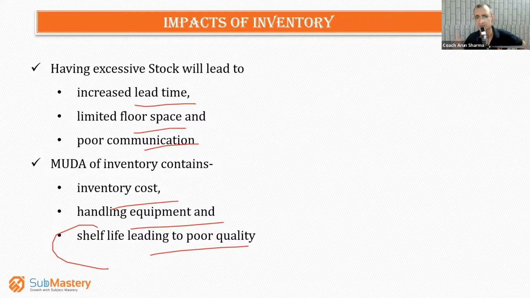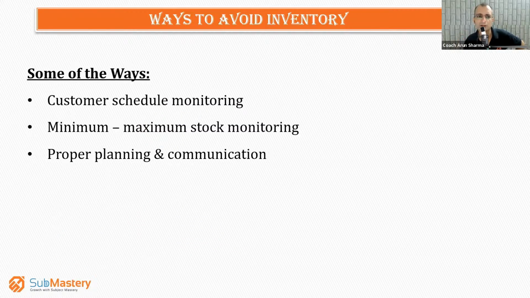To avoid this waste: customer schedule monitoring, minimum-maximum stock monitoring so it should not go beyond maximum, and proper planning and communication, right? A just-in-time system and the Kanban system, these are all systems that will help your organization keep your inventory at an optimum level.